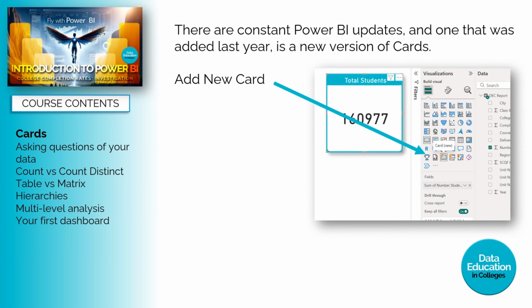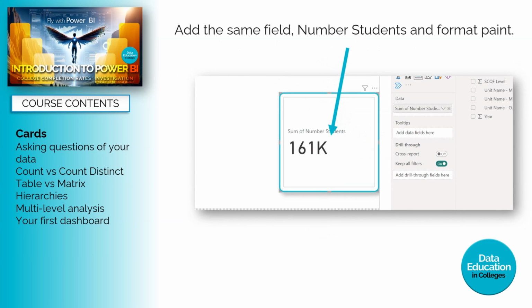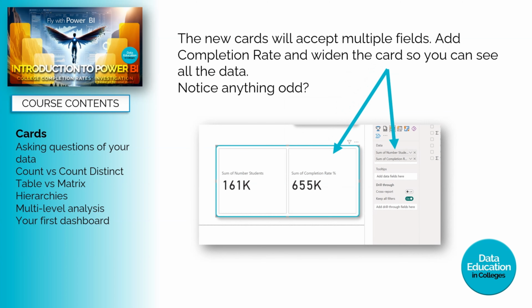The other one, constantly Power BI updates, and one was a great new version of cards. Just at the bottom there, add new card. We're going to use the same field, number students, and again, format paint. You're all experts at that by now. New cards will take multiple fields, so add another one. Add completion rate and widen the card so you can see it. Notice anything odd? Hopefully.